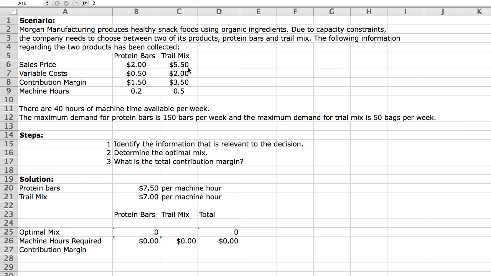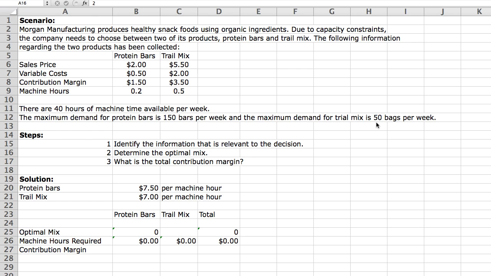Now, there are some constraints. One of the things that they're telling you in row 11 is that there's 40 hours of machine time available per week. That's it. They're also giving you maximum demand. So the maximum demand for protein bars is 150 bars per week, and the maximum demand for trail mix is 50 bags per week. So if you were to make 150 protein bars at 0.2 hours per bar, how much would that be in total hours? I would also calculate that for trail mix.